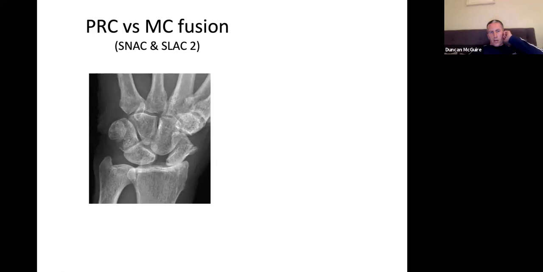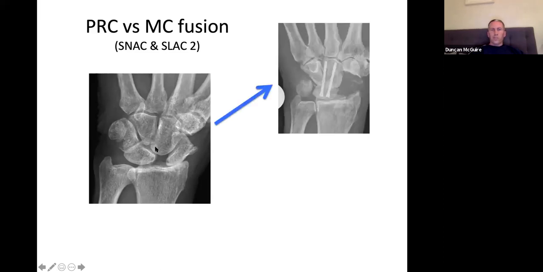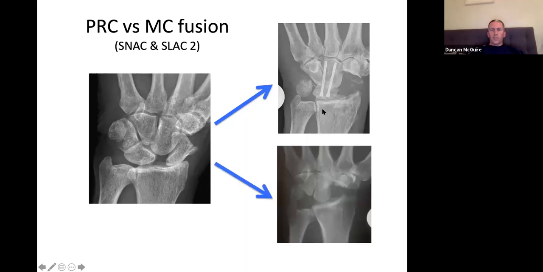If you take away the proximal row, that capitate head will articulate in the lunate fossa and do well. If you want to do a midcarpal fusion, you take out the scaphoid and the triquetrum, and you can fuse those 2 or 3 bones together, and the patient should do well. So that's that option there with a midcarpal fusion. Or if you do the PRC, that's what it should look like.